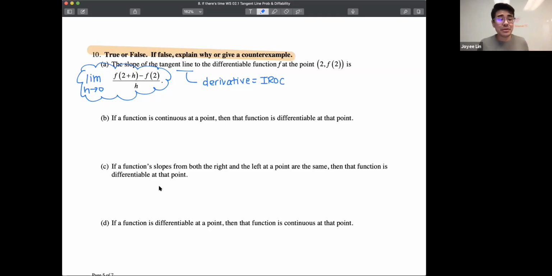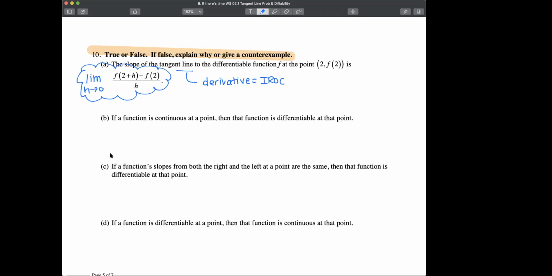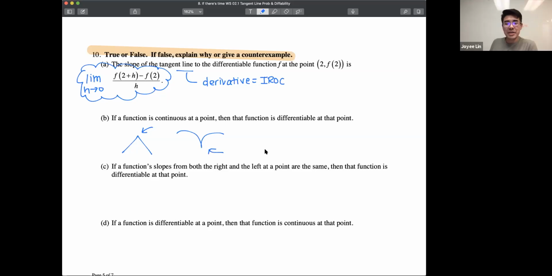Part B, 80% of you said it's false. Why is it false? Can somebody give me a counterexample? A function can be continuous, but it can have like a cusp or something where the slope would be different coming from the left and the right. So it would not be differentiable. Cusp, kink, something like that, right? So keep that in mind. So this one's a very common question.